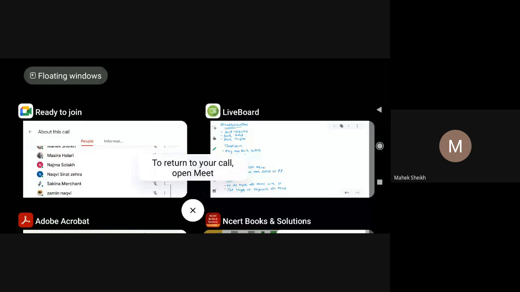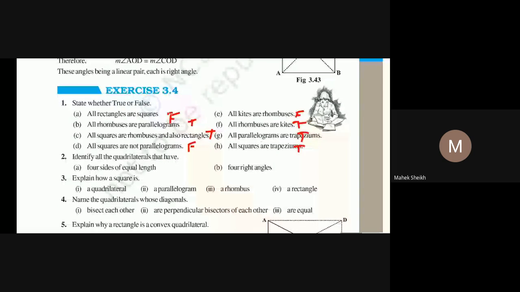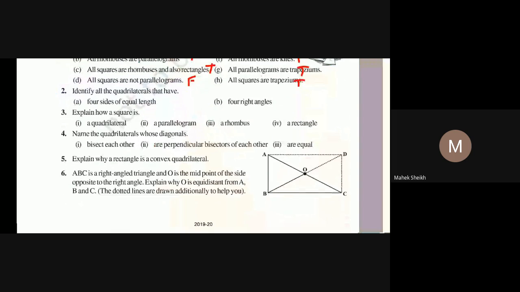Now fourth question. Name the quadrilaterals whose diagonals bisect each other, are perpendicular bisectors of each other, are equal.